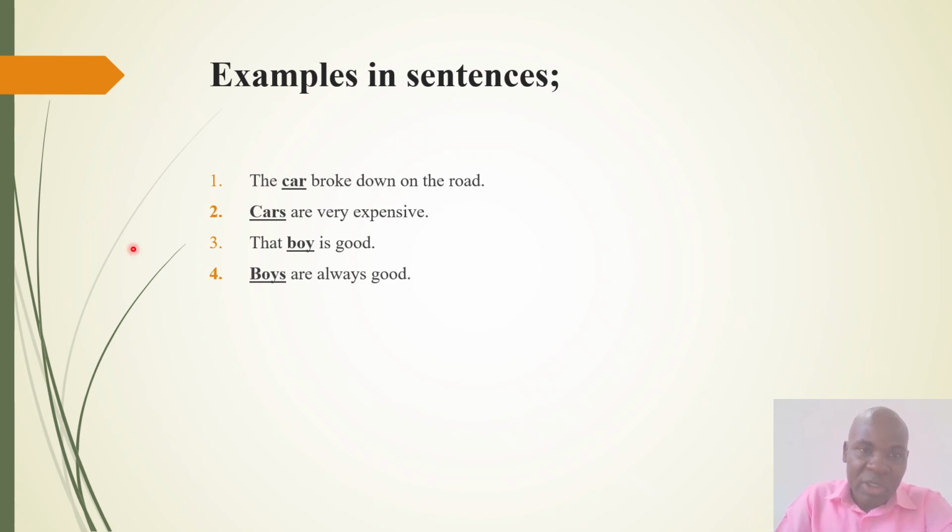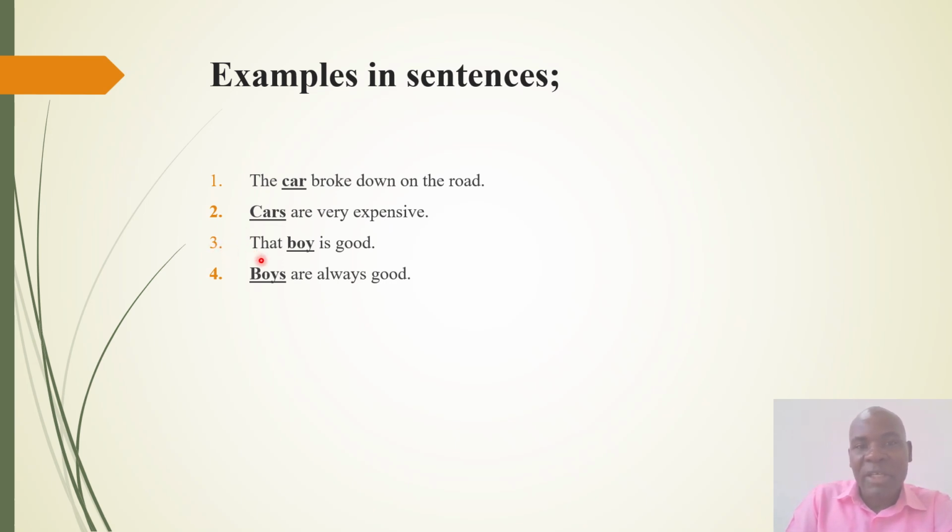Look at example number 1. The car broke down on the road. Car is our common noun, and as you can see, it is starting with a small c. Then number 2, Cars are very expensive. Cars is our common noun. It is starting the sentence, so when you look at it, it starts with a capital letter because the common noun is coming first.